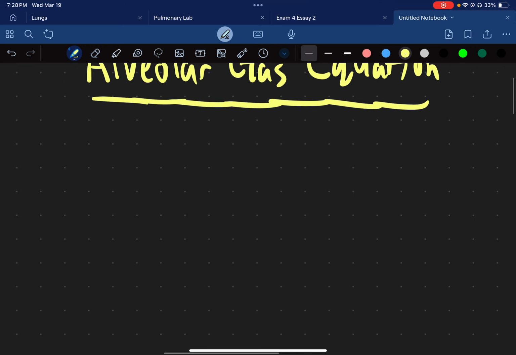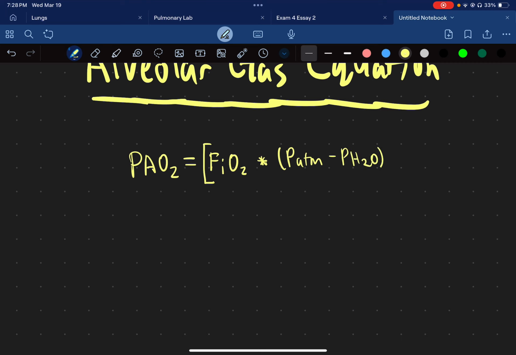The alveolar gas equation is the pressure of the alveolar oxygen equals, put a parenthesis here, FiO2 times atmospheric pressure minus H2O, minus PaCO2 over R. Okay, so let's explain some of these variables.